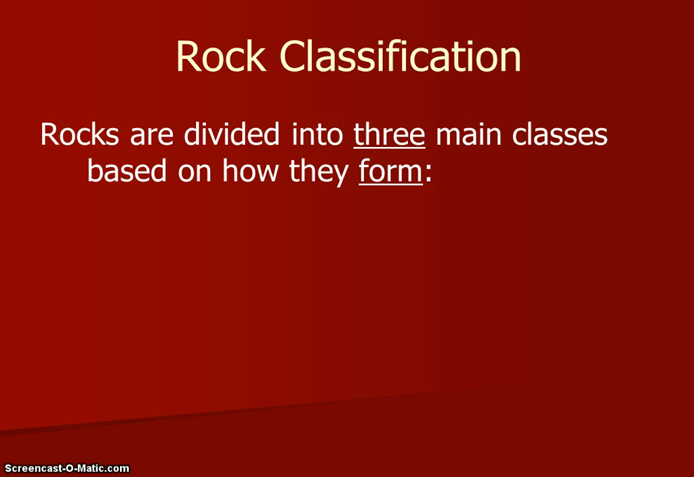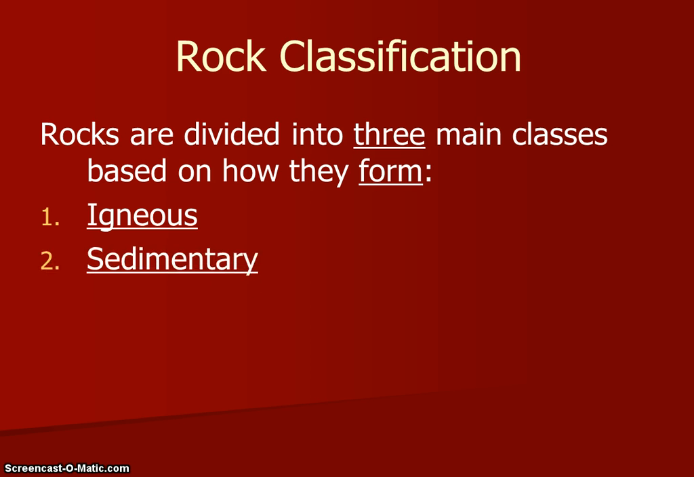Rocks are divided into three main classes, and these classes are based on how the rocks form. Now, I know you already know about these three main types of rock classification, so just to review, they are igneous, sedimentary, and metamorphic. Now, while I'm pausing, you make sure that you have all of this information written down on your sheet before I move on.